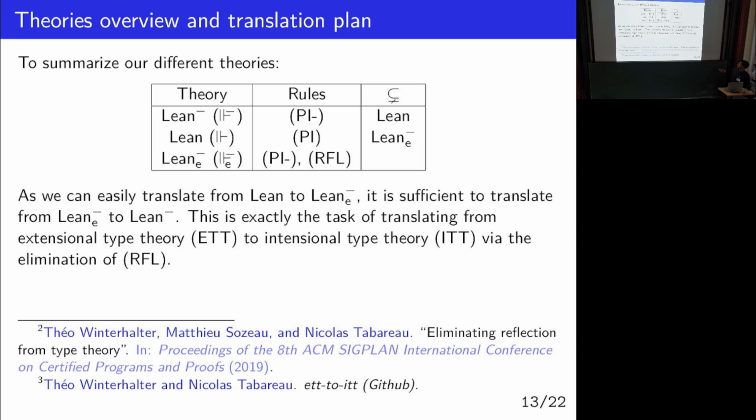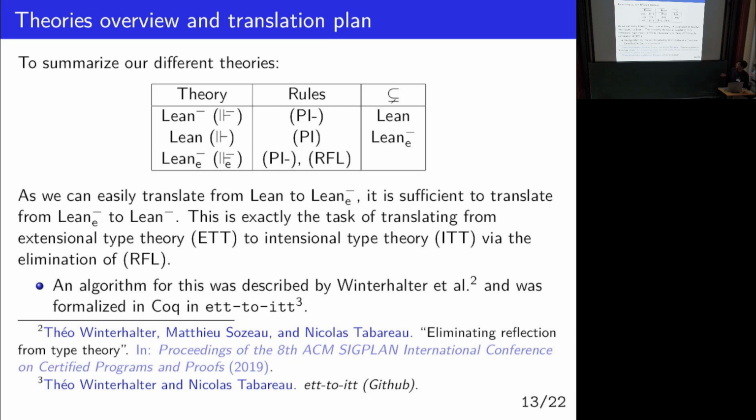And so this is exactly the task of translating from extensional type theory to intensional type theory by eliminating the reflection principle. Reflection rule, sorry. Yeah, so this is a solved problem, and an algorithm for this was described by Winterhalter and others, and it was actually formalized in Coq in this repository.